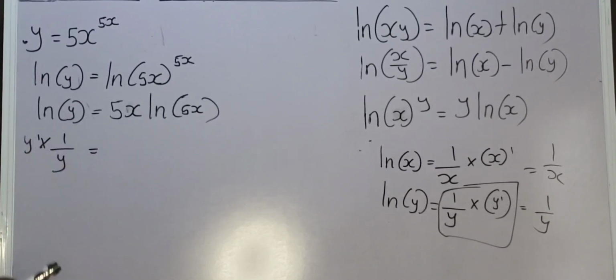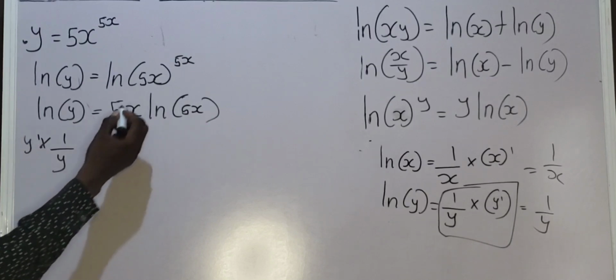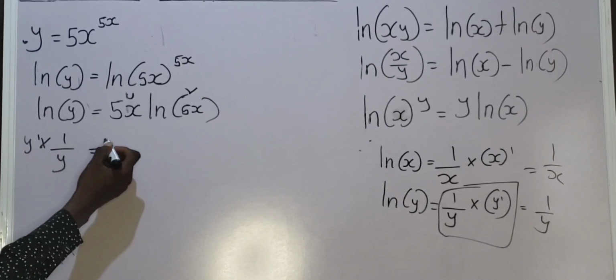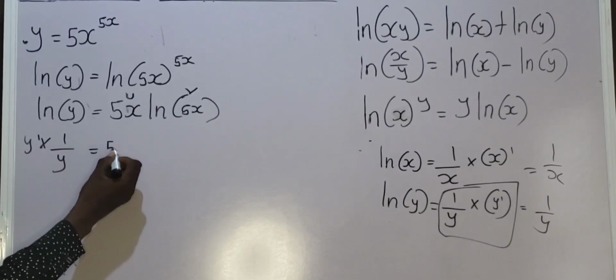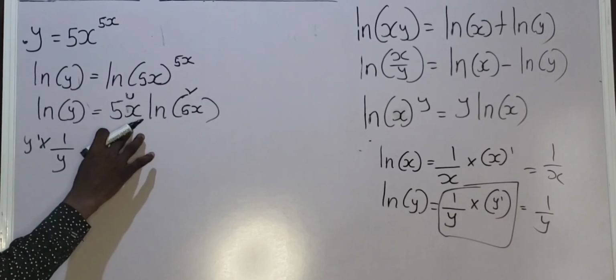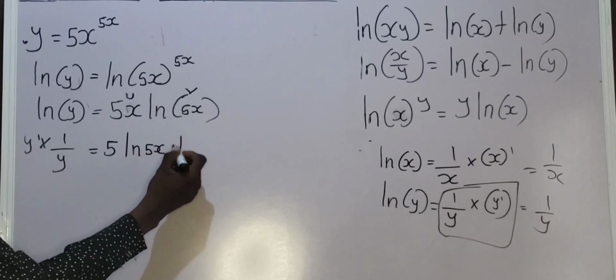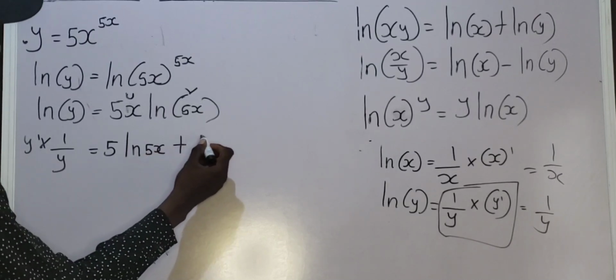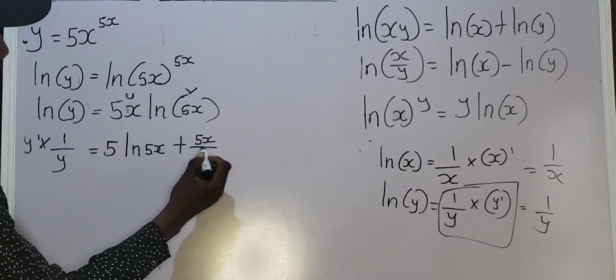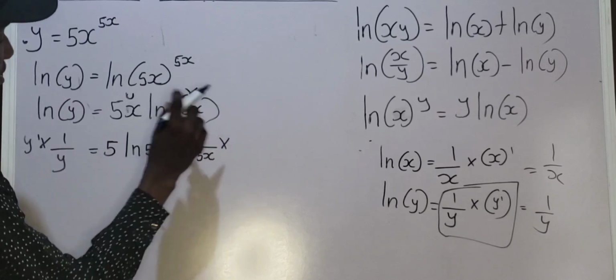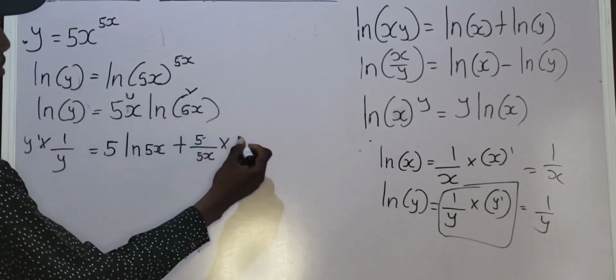We have two parts, and these two parts are multiplying each other. So we are going to make use of the product rule of differential calculus. So differentiate this using the product rule. What are you going to get? Don't forget that this is u according to the product rule, and this is v. And the product rule says the derivative of u, 5, multiplied by v, that is ln 5x, plus the derivative of v, that is 5 over 5x, multiplied by u, that is 5x.